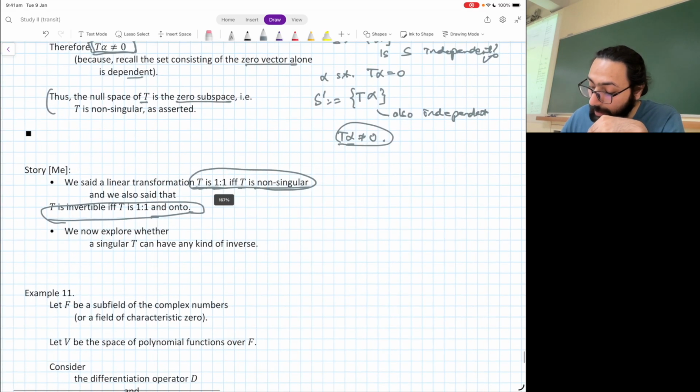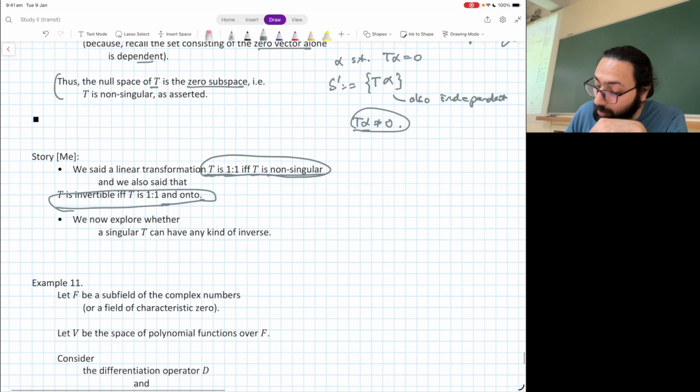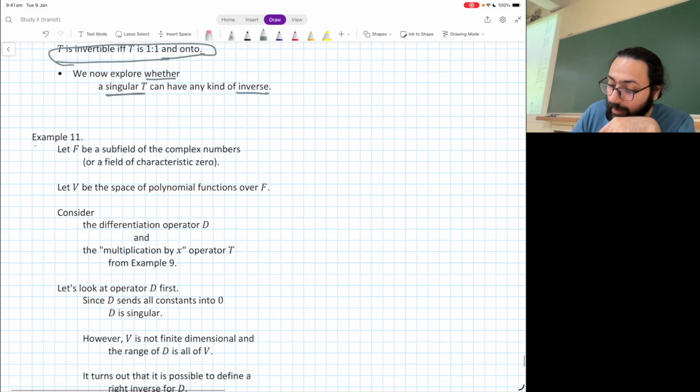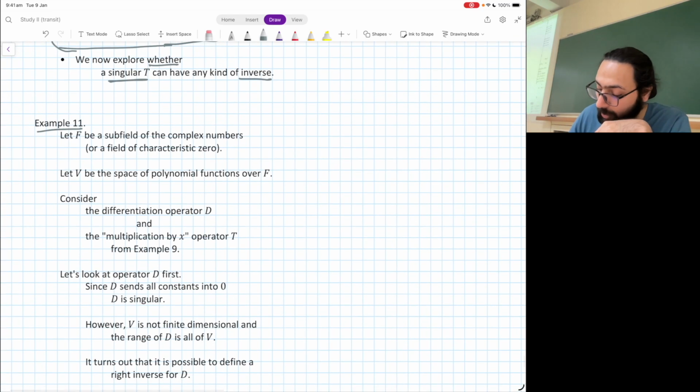So now we're going to explore whether it can be the case that there is a singular T and yet it has some kind of an inverse. So far everything seems to suggest that the only way you can have an inverse is if things are 1-to-1, and 1-to-1 corresponds to being non-singular. So now we're going to ask, is it possible that there is some map which is singular and nonetheless has some kind of inverse? So let's see if we can find such a thing in this example.